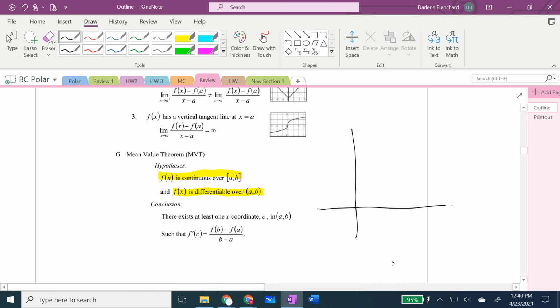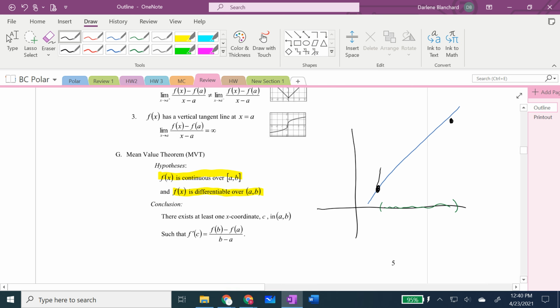And it's saying you have your f of A and your f of B, whichever these two are. The slope between the endpoints must equal the slope for some x in between those two endpoints. So I just drew the straight line. The graph itself is continuous and differentiable.